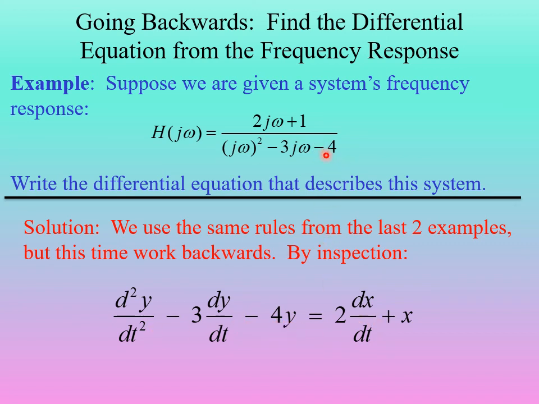Now the right side are all the inputs, the x's. So I'm going to use the top of the frequency response to write the x terms. The first thing I see is 2j omega, so I have my 2 here. Remember that j omega implies a first derivative, so I have dx dt. And then plus 1 gives me plus x. So there it is. This is the differential equation that describes the system that has this frequency response.